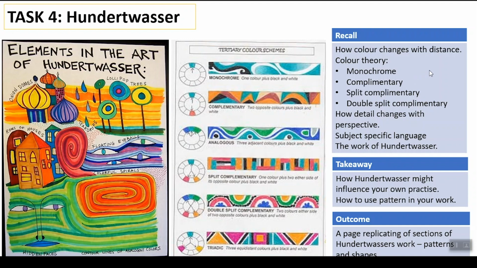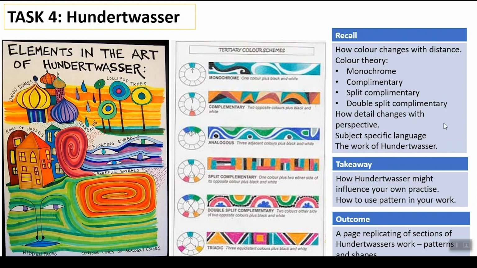So the recall that we've got is how colour changes with distance. So that's from this project, but we have previously discussed with your insect work colour theory. So we've looked at monochrome, complementary, split complementary and double split complementary. If you're not sure what I'm chatting about, please do Google it, or I've got this little section here that should hopefully help to explain that for you.